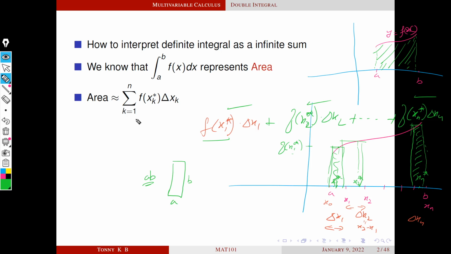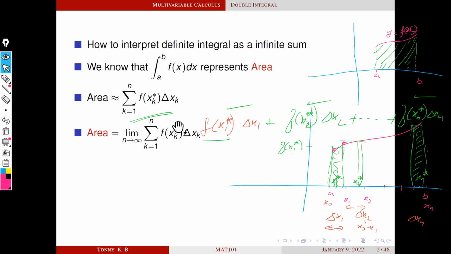Then how to improve this sum? It is clear that this sum contains some errors like this. We can reduce this error if the width of the rectangle is very small. That is equivalent to the number of subintervals being very large. Clear? If the length of each subinterval is very small, automatically the number of subintervals is very large. So n is very large, automatically the length is very small. So the extreme case is the limit as n tends to infinity of sigma k equal to 1 to n f of xk star delta xk.